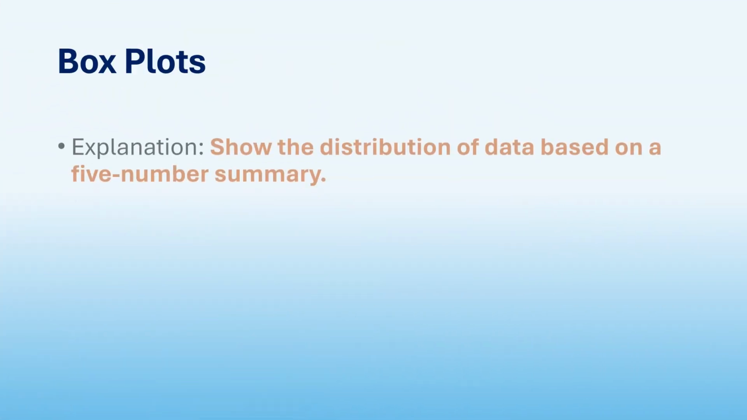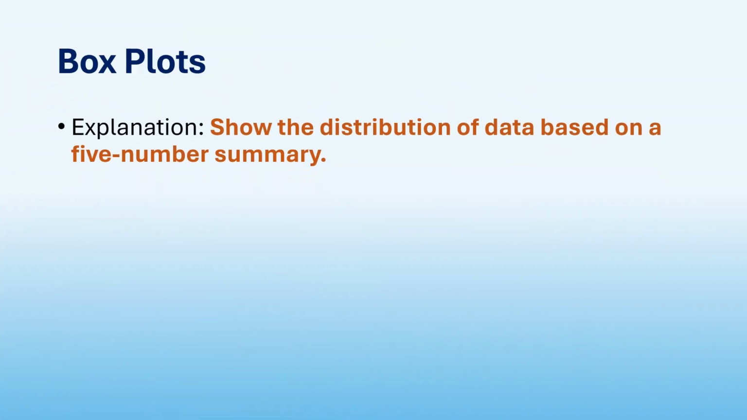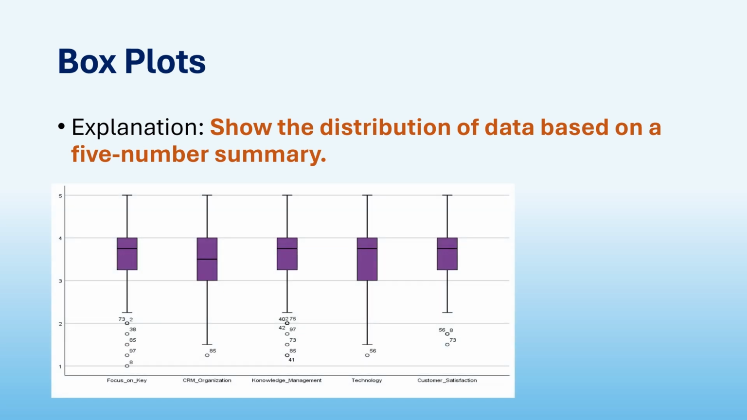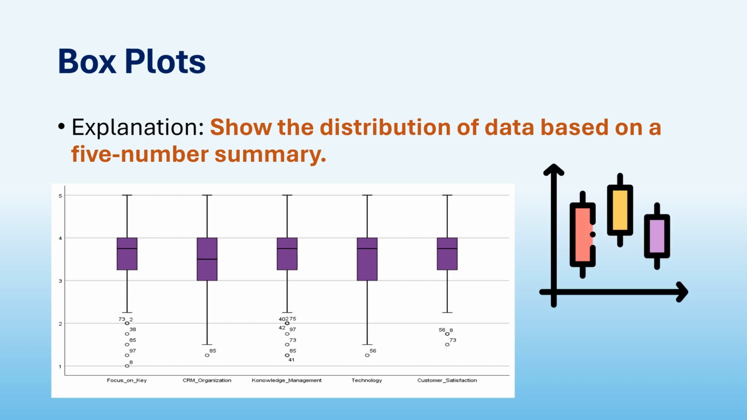Box plots, or whisker plots, show the distribution of data based on a 5-number summary: the minimum, first quartile, median, third quartile, and maximum. They provide a visual summary of the data's spread and identify any potential outliers.